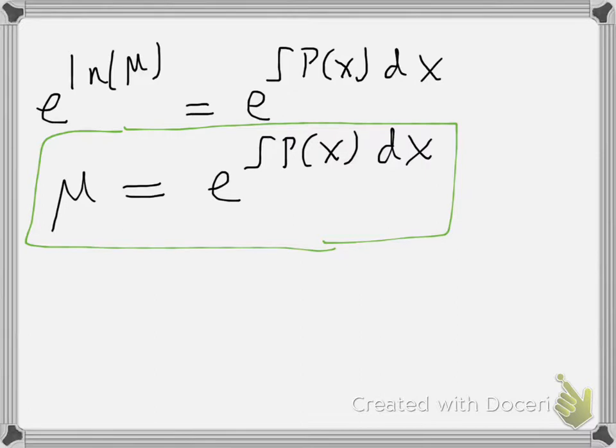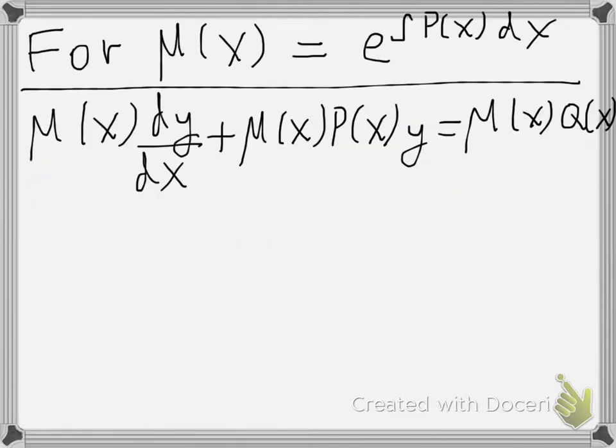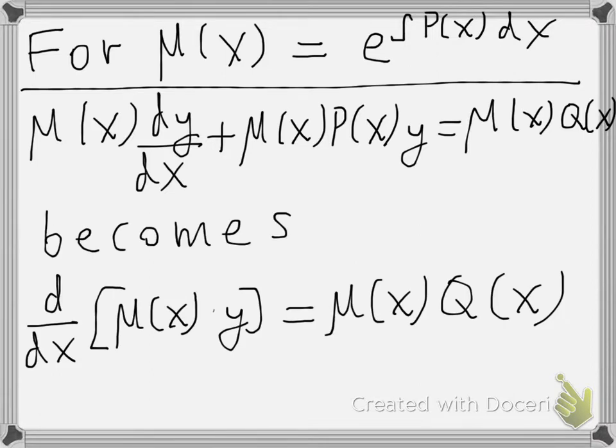Now let's see what happens once we've found our function mu, how the rest of the problem works out. Because now we've done the hard part, now it's going to be very similar to the special case that we considered at the beginning of this slideshow. So for this value of mu, our differential equation, which remember is mu of x dy dx plus mu of x times p of x times y equals mu of x times q of x, becomes the derivative with respect to x of mu of x times y. Remember that left-hand side is exactly a product rule for this value of mu. That's exactly what we were looking for. So the left-hand side is the derivative of mu of x times y, and the right-hand side stays the same. It's mu of x times q of x.